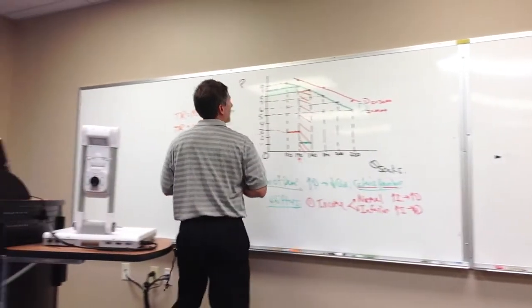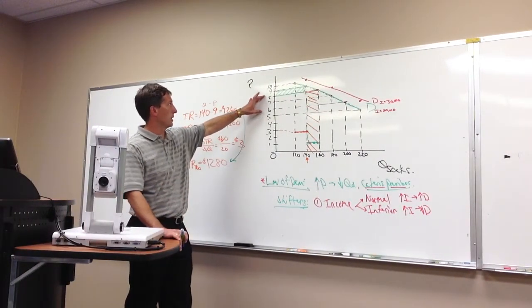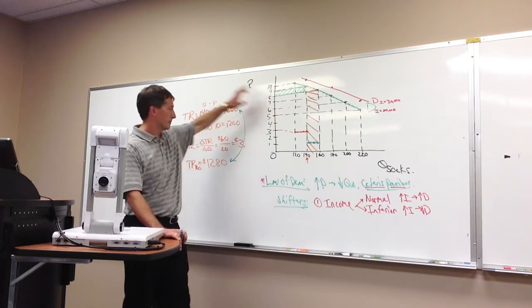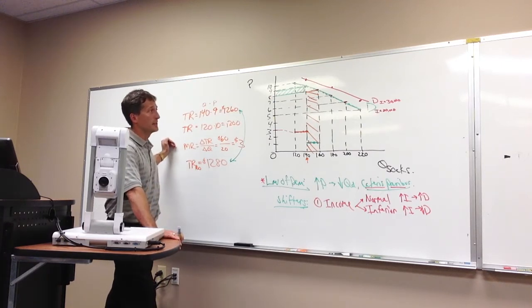We should know it's $3 over $1. How'd you get that? From our margin of revenue. Okay, but I want the slope of the demand curve.